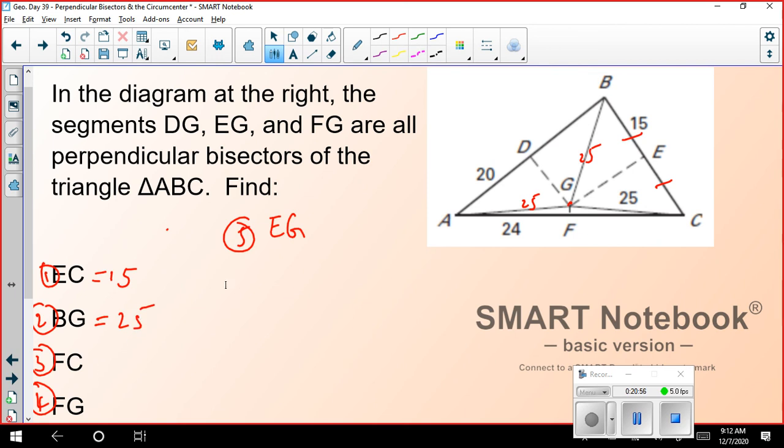Next, they are asking us FC. FC, once again, you know GF was the perpendicular bisector, so therefore AF equals FC, and I can say FC equals 24. Okay. Next is to find FG. Okay, FG is the perpendicular bisector, and this is 24. You can use Pythagorean theorem to find the FG, otherwise there is no other way. This is 25, the hypotenuse is 25, one of the leg is 24, and you need to find FG.